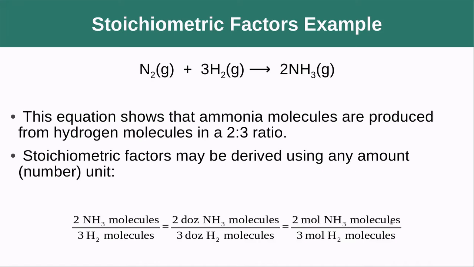So let's plug in our chemistry equation this time. This equation shows that ammonia molecules are produced from hydrogen molecules in a 2:3 ratio. Stoichiometric factors may be derived using any amount or number of units. So we can talk about there are 2 ammonia molecules for every 3 hydrogens. There are 2 dozen ammonia molecules for every 3 dozen hydrogens. And there are 2 moles of ammonia molecules for every 3 moles of hydrogens.